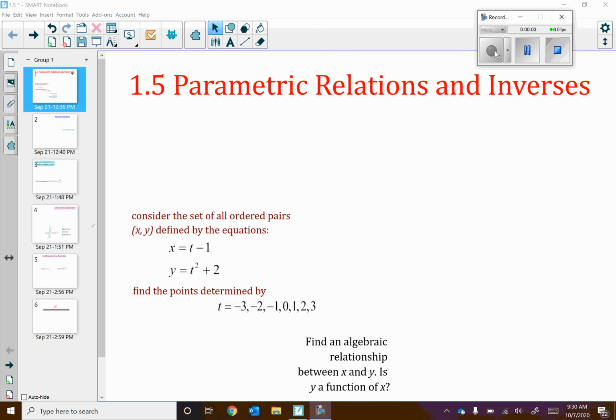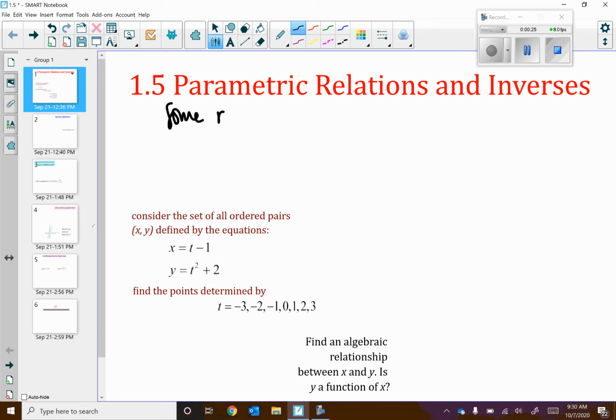Hello! We are going to be taking some notes on 1.5, parametric relations and inverses. So the first thing to define is what it means to be a parametric relation. A parametric relation is some sort of relation that is described by using some third variable.